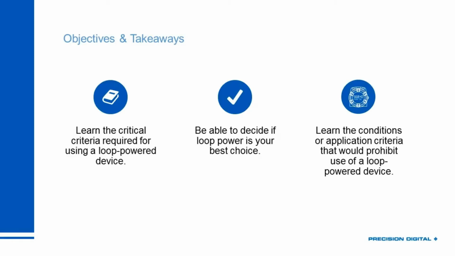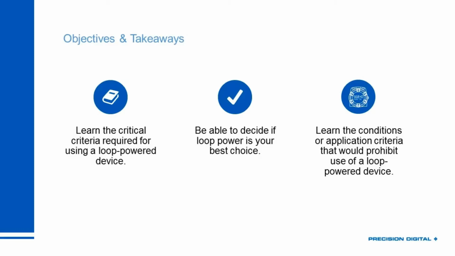And finally, we want you to understand the application criteria that would absolutely prohibit you from using loop-powered devices. For those of you for whom loop power is a new concept, there's certain criteria that you're going to find in the field, and when you see it, you're going to know that, you know what, I don't even need to worry about that loop power stuff because I simply can't do it in this application, and I need to go on and find another solution. And it's good to know when that situation is so you can disqualify loop power from being an option for you.